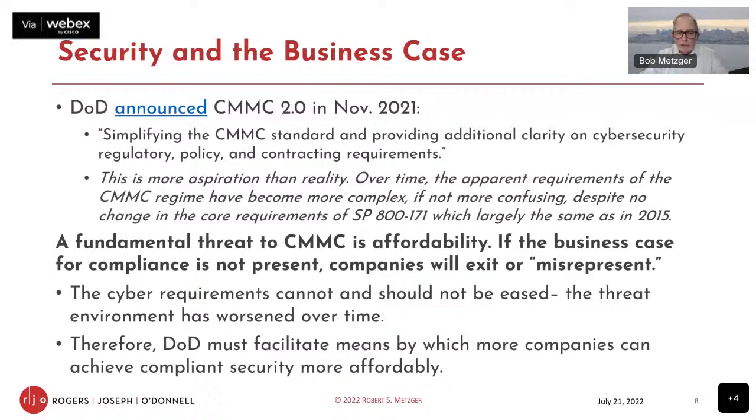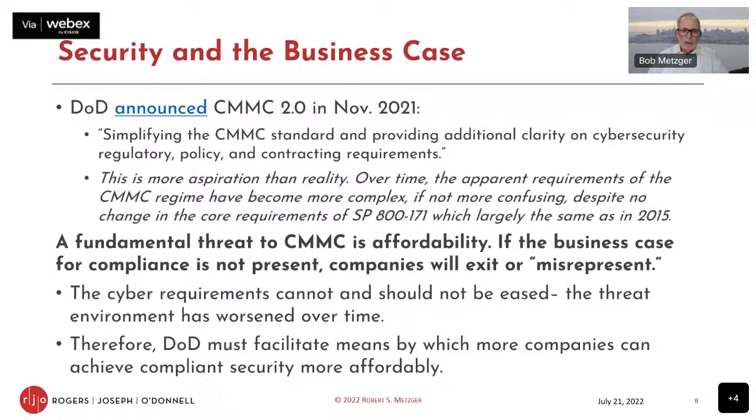And this leads me to a fundamental and very simple proposition. DoD has to facilitate means by which thousands of companies can have actual and adequate security in compliance with 171, but do it more affordably than forcing each of these 80,000 companies through a maze of 110 requirements with all kinds of other expectations of determination statements and evaluation criteria.